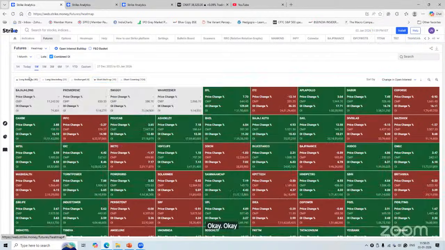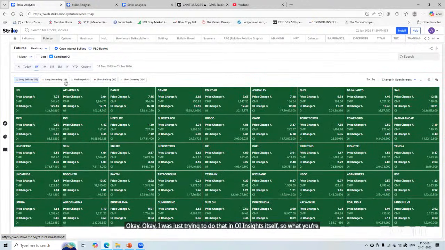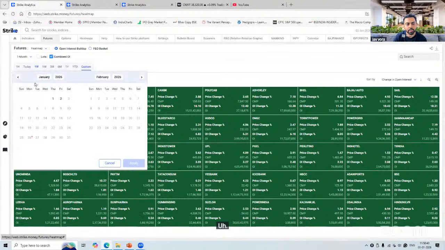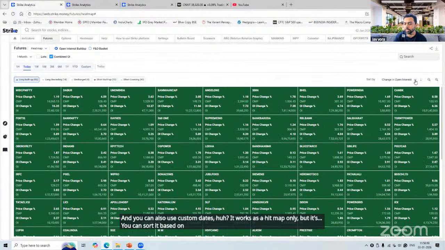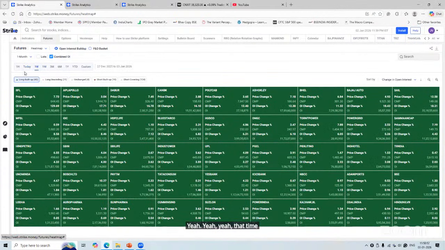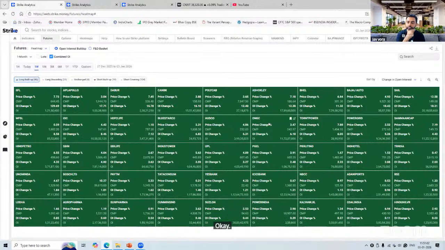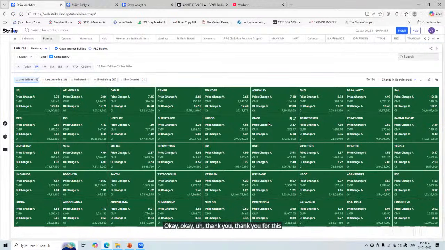Okay, I was just trying to do that in OI Insights itself. So what you are saying is we can do it from the heat map. All right. And you can also use custom dates, huh? It works as a heat map only, but you can sort it based on change in OI. That I'm aware, and that is a feature that I use in the heat maps. But I was not using the future heat maps so much. I was using just the regular heat maps. Right. Okay. Thank you for this clarification.